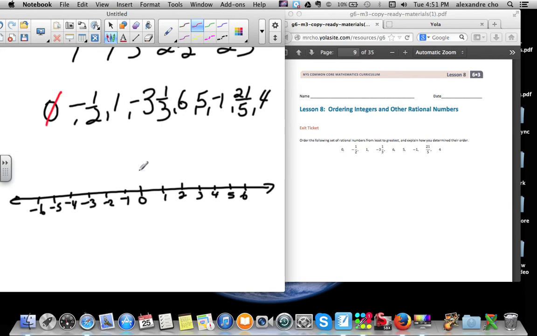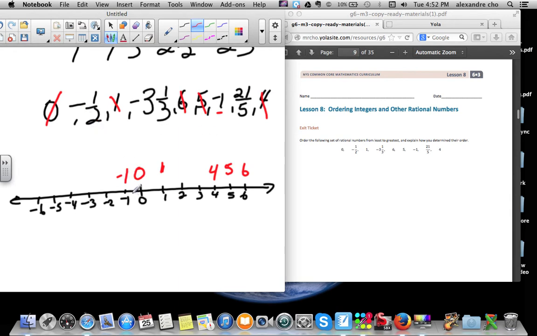So 0, that's very easy, it's right here. Negative a half. You know what? Let's take a different approach. Let me do all the positive integers. So 1 is right here. And I have 6, which is right here. I have 5, which is right here. I have 4, which is right here. Look at that. I got rid of a lot of numbers. And then let me get rid of the easy negative numbers. The easy negative number would be this one, negative 1. There, I put it in my number line.